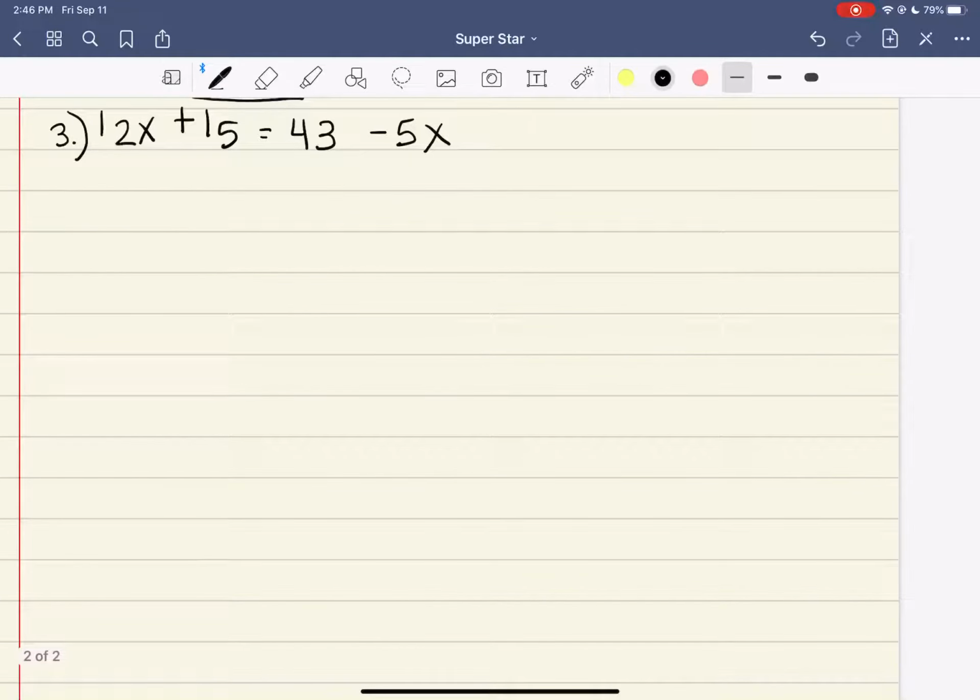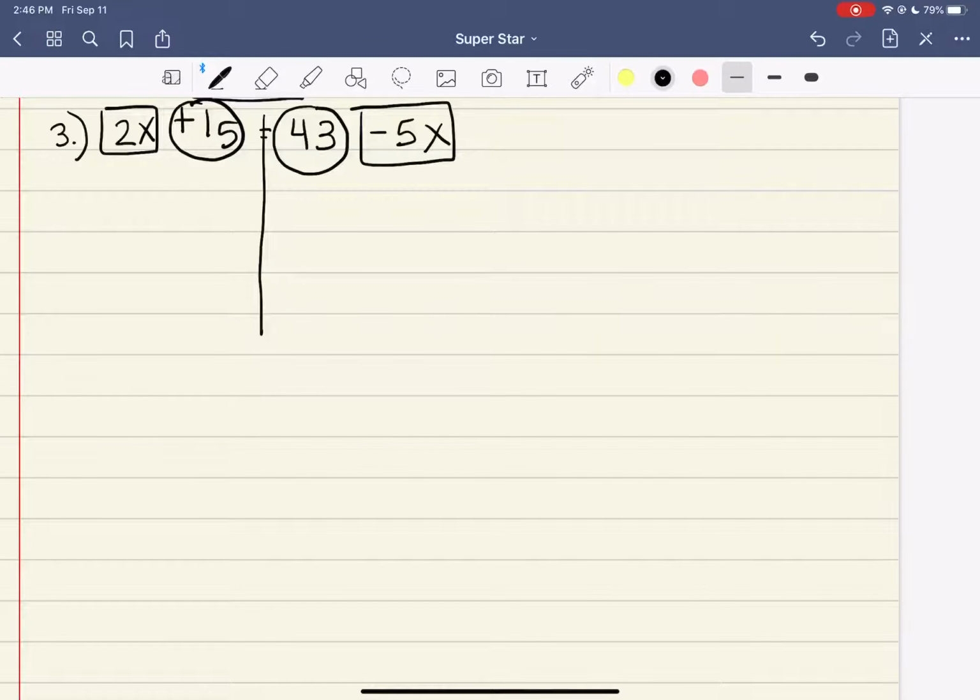So we're going to box variables, circle constants, draw a line to separate, circle a constant, and box a variable. So this one's a little bit tricky. We are not needing to combine any like terms on the left side of the equal sign or on the right. So we're going to go down to our second question, which is about variables.